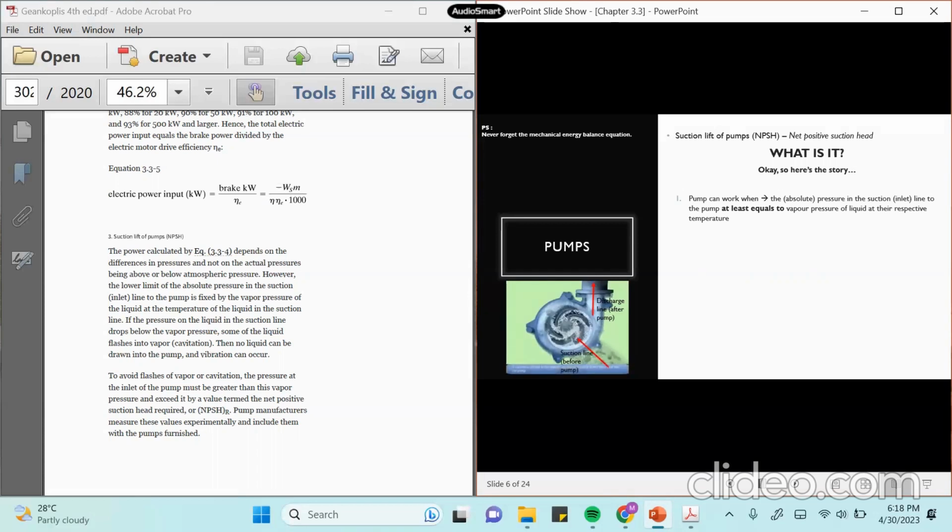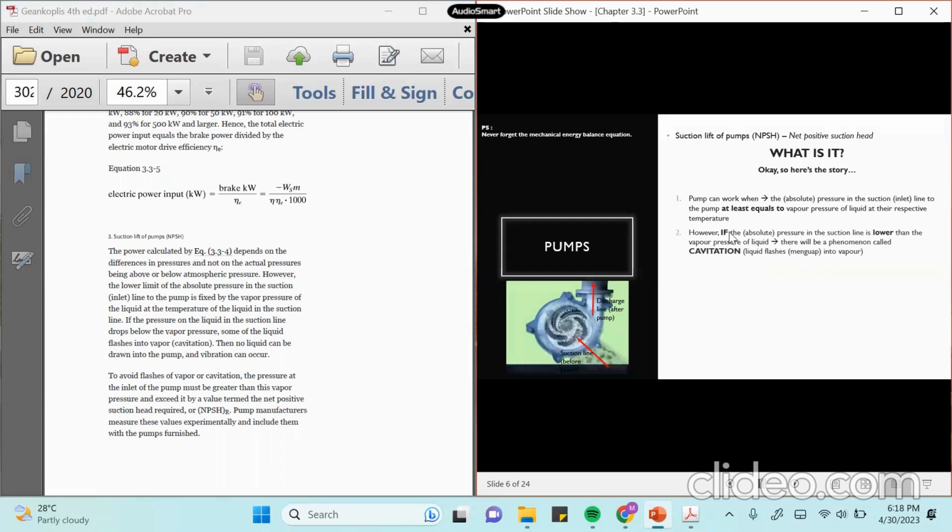If we have water at 80, then we can find the vapor pressure of water at 80 degrees Celsius. If the pressure reaches that value, then the water can start to move, being suctioned into the pump and discharged upward.